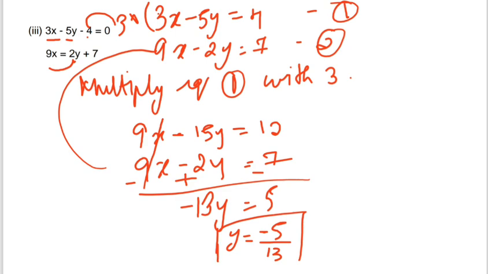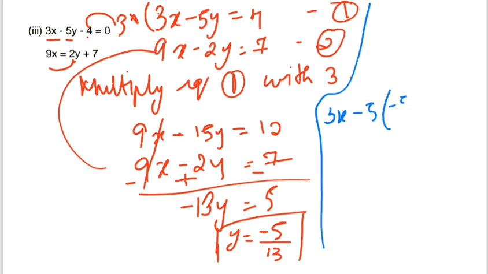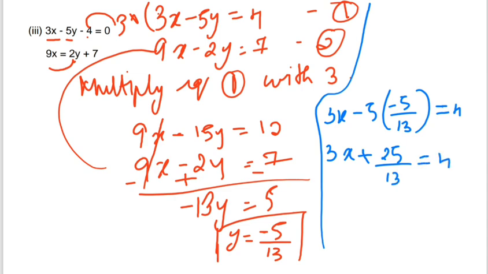So let's substitute the value of y in the first equation. Okay. So 3x minus 5 into minus 5 by 13 is equal to 4. So 3x, minus 5 into minus 5 gives you plus 25. Plus 25 by 13 is equal to 4. So now let's take the constant to that side. So 3x is equal to 4 minus 25 by 13.